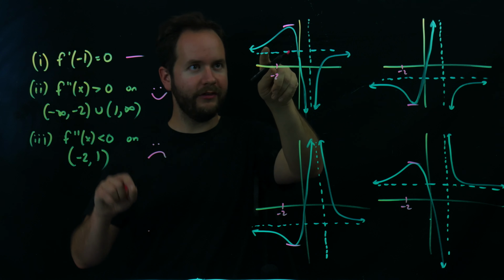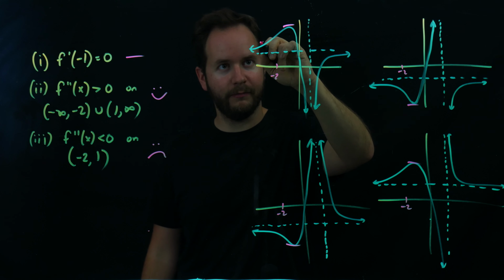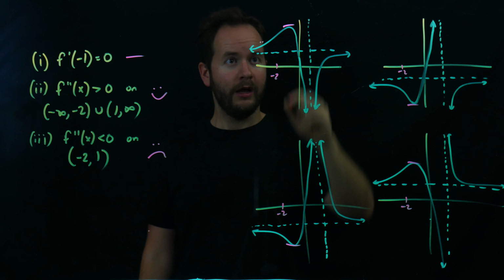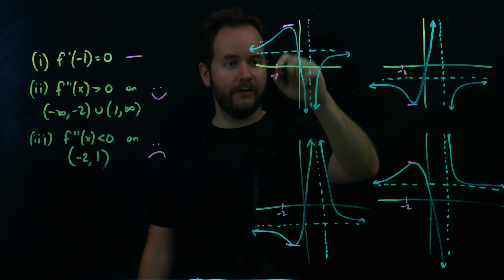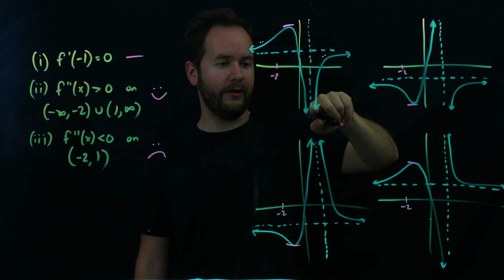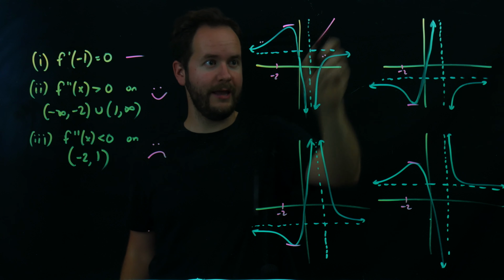Okay, is this graph concave up from -infinity to -2? I think I see a smile right there, so I do get concave up from -infinity to -2. Then it's concave down from -2 to this point, but then it remains concave down from +1 to infinity. And we want it to be concave up from 1 to infinity, so it can't be this graph.